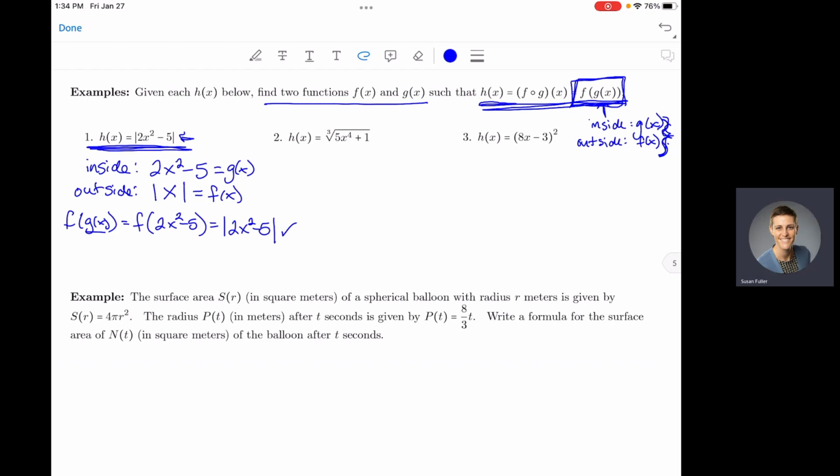So g of x is 2x squared minus 5. F of x is the absolute value of x. Figuring out what these two functions should be is the whole goal of these problems.